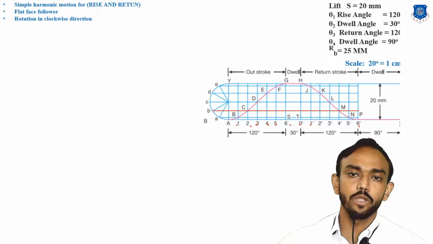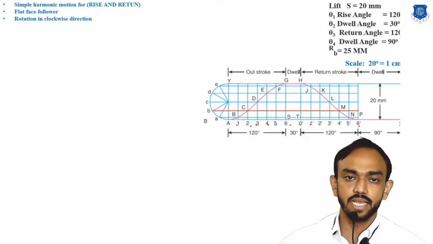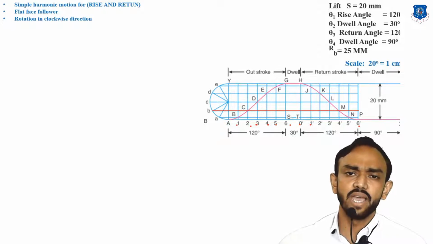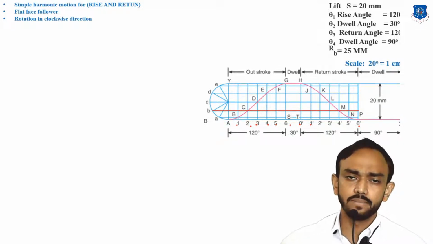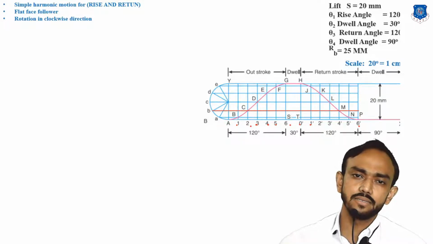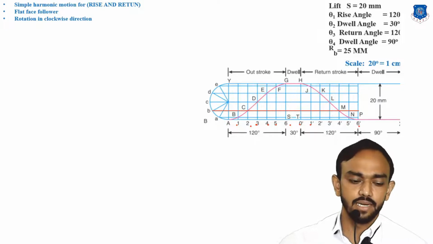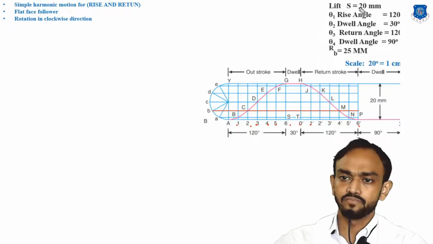Okay, now we are going to start the cam profile, and how we will make this cam profile here. It is very similar to the knife edge, very similar. But this is a flat face follower, so there are some changes. Okay, let's start. So first of all, check this: the base radius is 25.